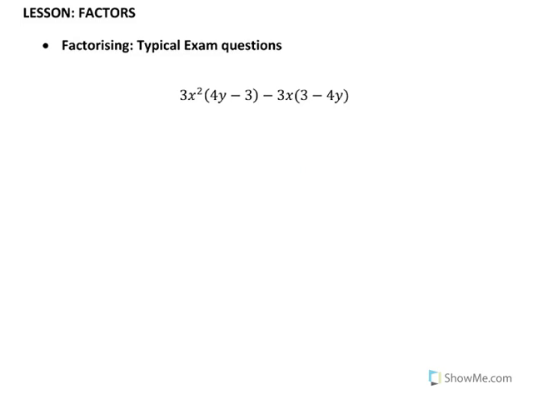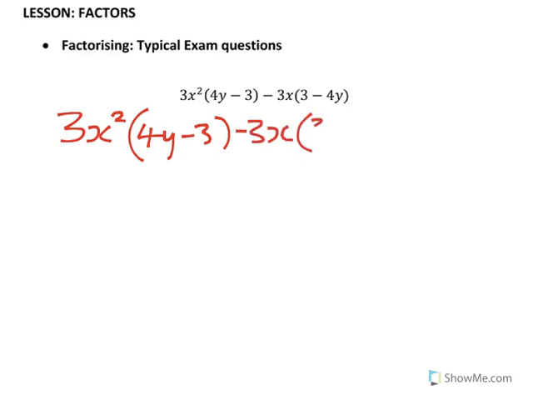Moving on again, let's look at this problem. It's a typical exam question. 3x squared times 4y minus 3, minus 3x times 3 minus 4y. And already, if you have now gotten used to the trick, inside the bracket you have 4y minus 3, and in the other bracket you have 3 minus 4y, which means you must take out a negative, and when you take out a negative, it will rearrange and give you the other one.